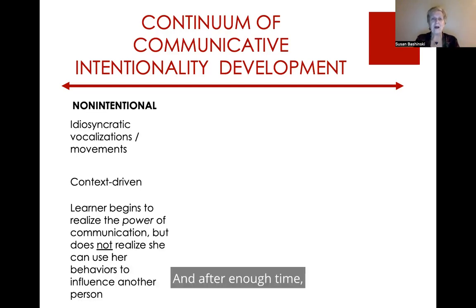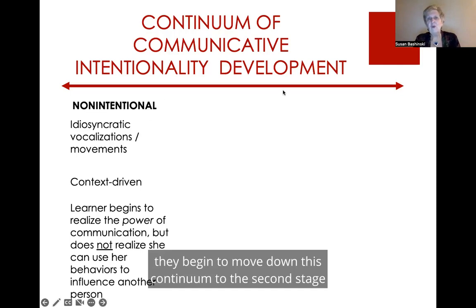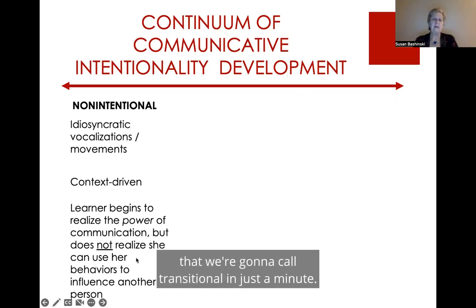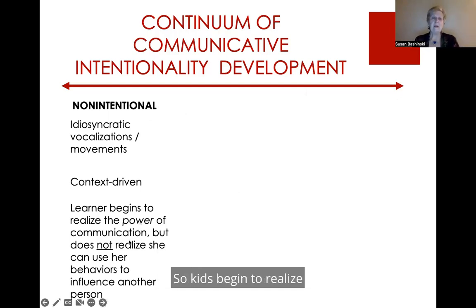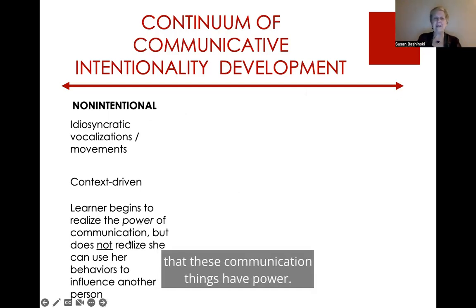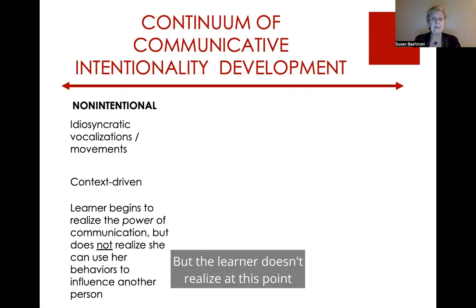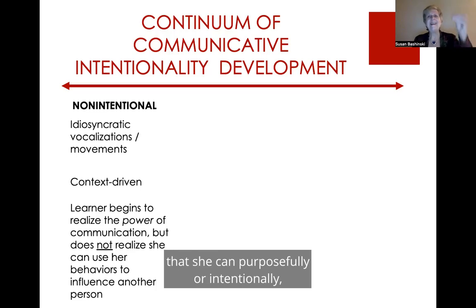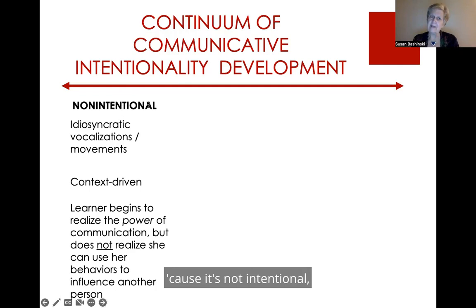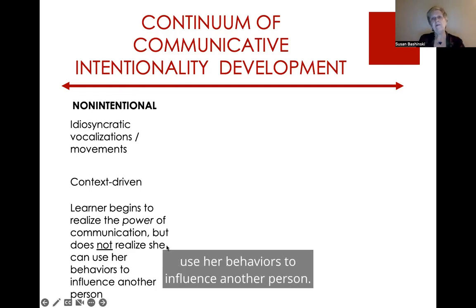And after enough time, they begin to move down this continuum to the second stage that we're going to call transitional in just a minute. So kids begin to realize that these communication things have power, but the learner doesn't realize at this point that she can purposefully or intentionally, because it's not intentional, use her behaviors to influence another person. Okay? They don't know that at this non-intentional stage.